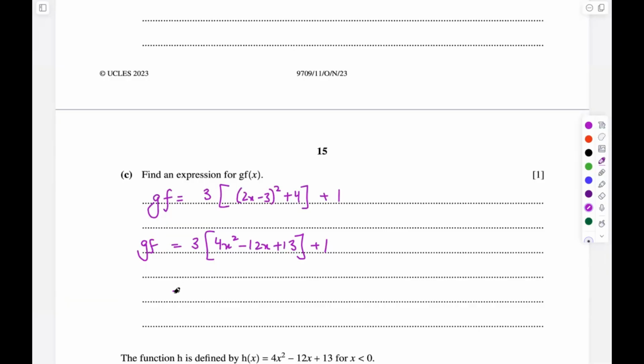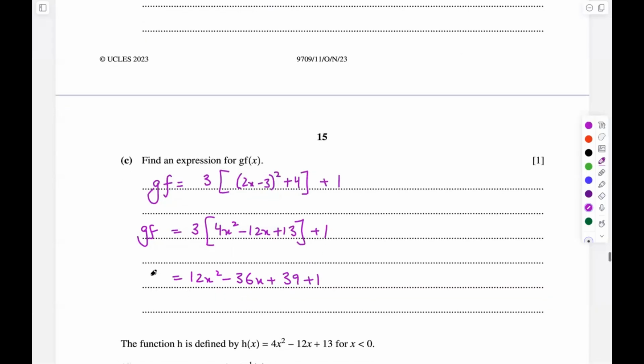Expanding the bracket, we'll get 12x squared minus 36x plus, so 3 times 13 is 39 plus 1. Simplifying this, the final answer for the expression for g of f of x is 12x squared minus 36x plus 40.